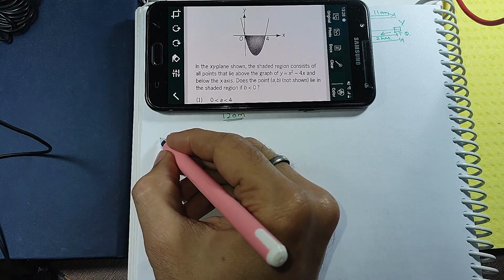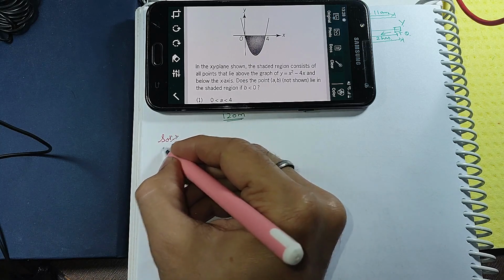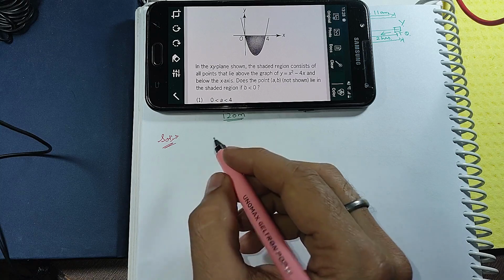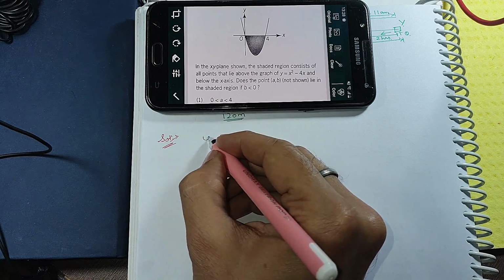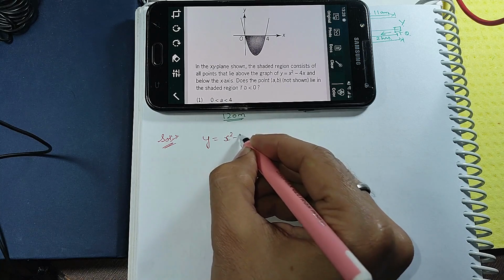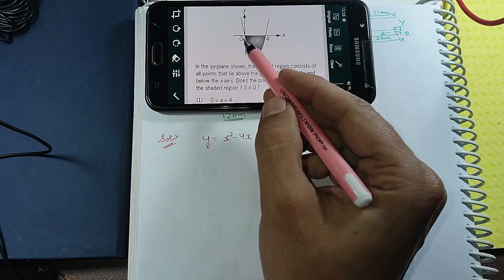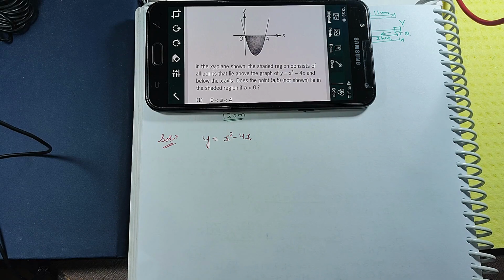In the XY plane shown, the shaded region consists of all points that lie above the graph of y = x² − 4x. So y is equal to x² − 4x. This is the graph of the shaded region and below the x-axis. So we can see that the graph is below the x-axis. Does the point (a, b), not shown, lie in the shaded region if b is less than 0?